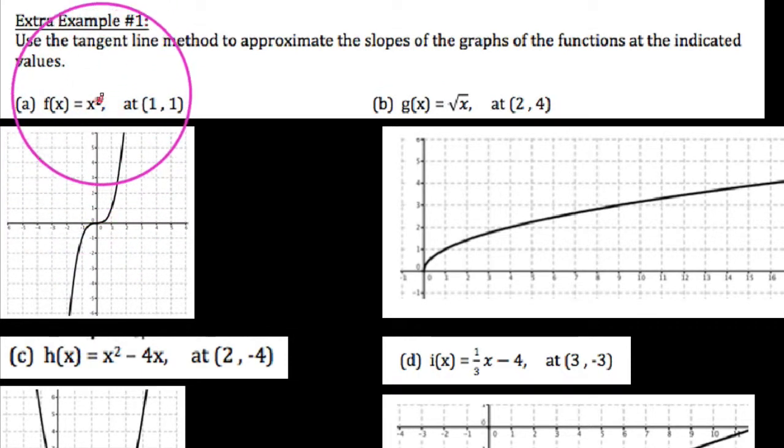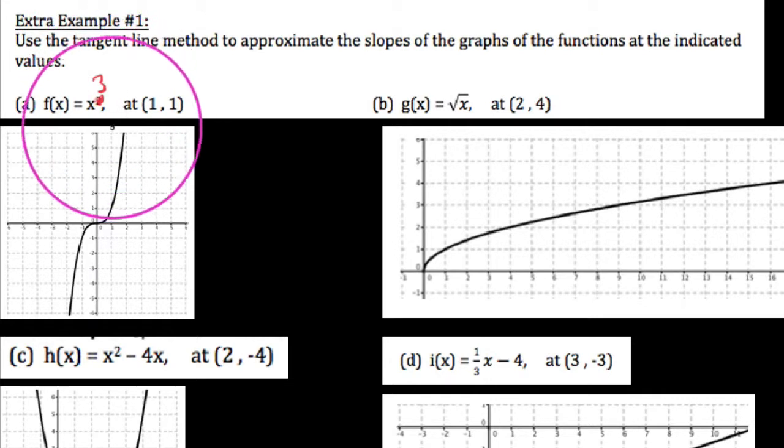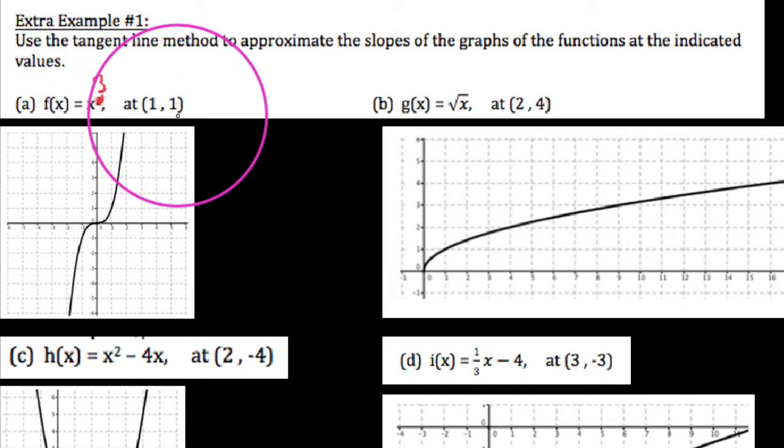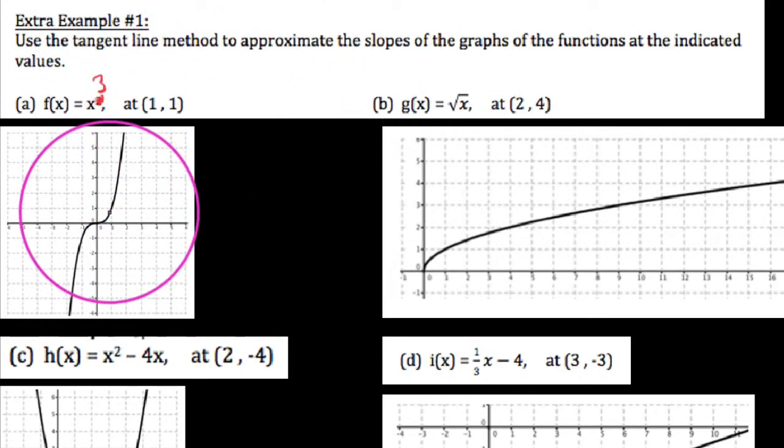This should be, by the way, f of x equals x cubed, not x squared. But I want to estimate the slope, or approximate the slope, of this graph at the point (1, 1). So here's what we do. We would go ahead and say, well, this is our point (1, 1). We want to approximate the slope here.